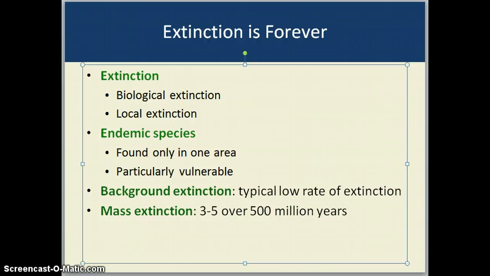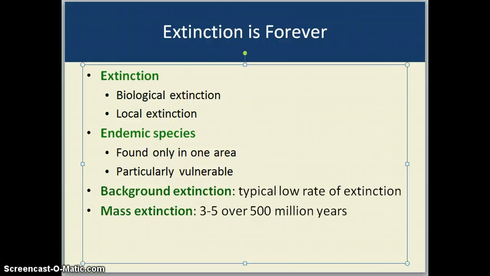Extinction. There's biological extinction and local extinction. Biological extinction is the extinction of all of the same species on Earth. Local extinction is the disappearance of a species in a particular area. For example, the disappearance of black bear in Ohio would be a local extinction.